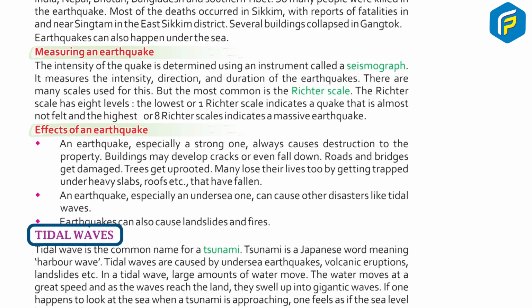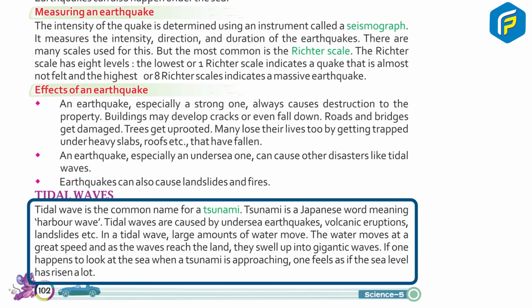Tidal waves. Tidal wave is the common name for the tsunami. Tsunami is a Japanese word meaning harbor wave. Tidal waves are caused by undersea earthquakes, volcanic eruptions, landslides, etc. In a tidal wave, a large amount of water moves at a great speed, and as the waves reach the land, they swell up into gigantic waves. If one happens to look at the sea when a tsunami is approaching, one feels as if the sea level has risen a lot.